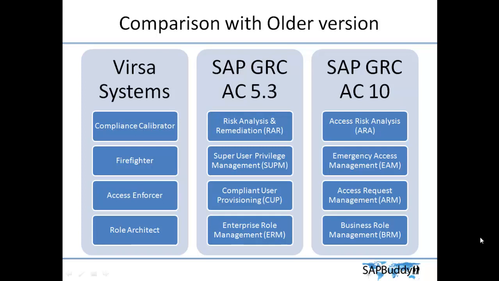Then we have emergency access management, EAM, that was previously called super user privileged management, SUPM or SPM, and in the Virsa system it was called firefighter. Access request management, ARM, was previously called compliance user provisioning, CUP, and in the Virsa system it was called access enforcer. Business role management, BRM, was previously called enterprise role management, ERM, and in the Virsa system it was called role architect. Let's move to the next slide.